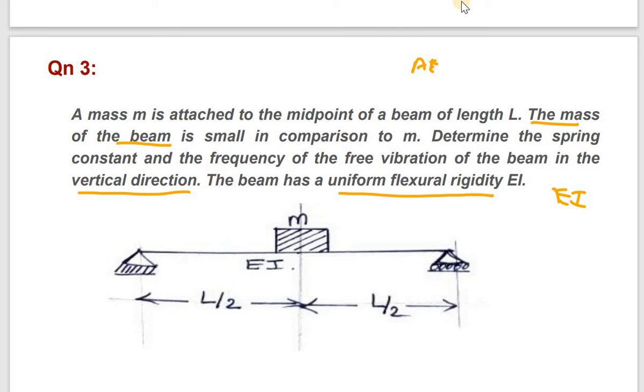For a beam, we will mainly be considering flexural rigidity. It means that this I value is a constant. Let's say the same material is given, or the same loading condition is given. That is the meaning of uniform flexural rigidity. Here I have a mass M. They have written that the beam also has a mass, but it is very small, so we only need to consider this mass M.